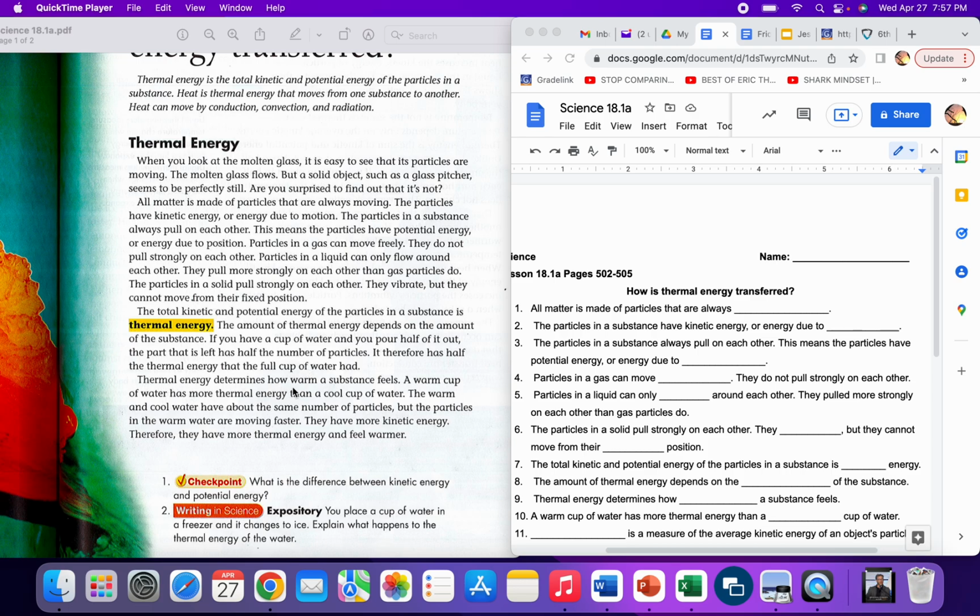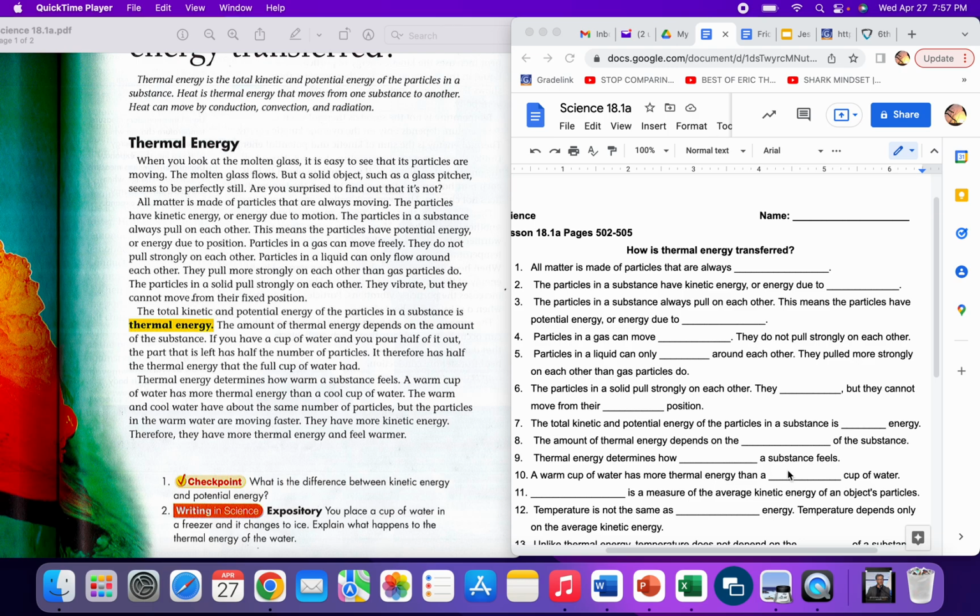Thermal energy determines how warm a substance feels. A warm cup of water has more thermal energy than a cool cup of water. The warm and cool water have the same number of particles, but the particles in warm water move faster. So they would have more kinetic energy, which would therefore give them more thermal energy, which we would say feels warmer, because we're after total kinetic. So the more it's moving, the higher it is. Awesome. So you have cruised right down here. You got all the way through number 10 with your blanks filled in.